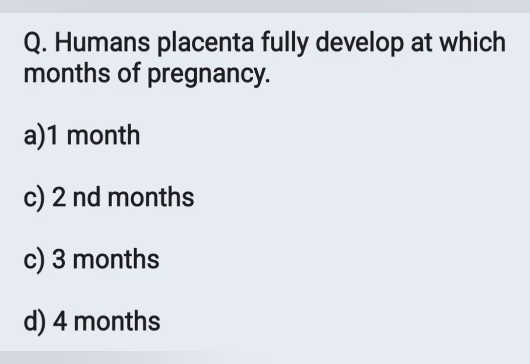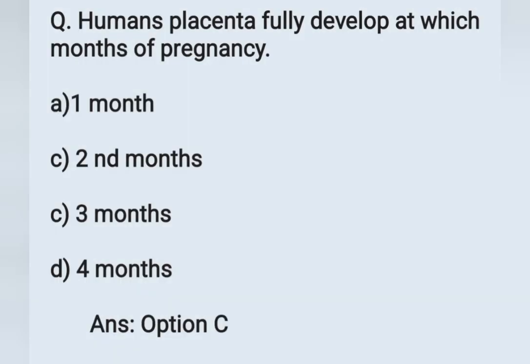And the next question is, human placenta fully develops at which month of pregnancy? Options: option A first month, option B second month, option C third month, option D fourth month. Human placenta fully develops at third month of pregnancy. Option C is the correct answer.